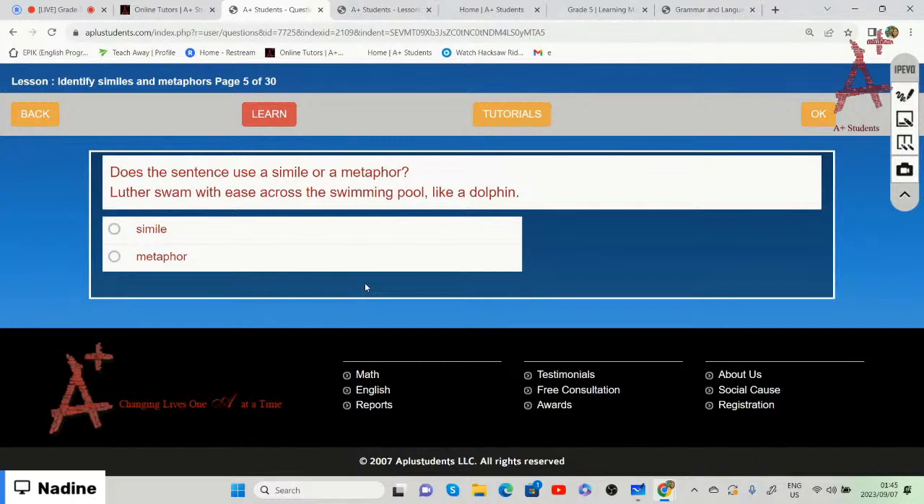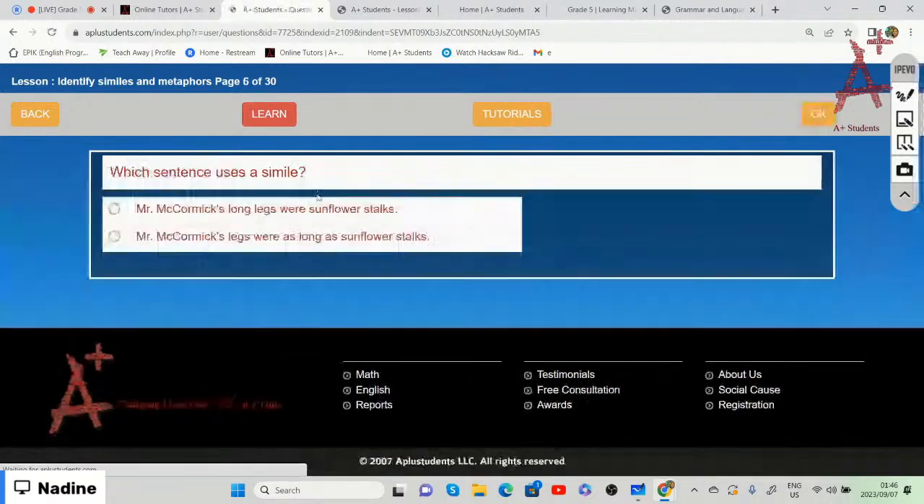And then does the sentence use a simile or a metaphor? Luther swam with ease across the swimming pool like a dolphin. And we can say this is a simile. So like a dolphin. We are making the comparison.